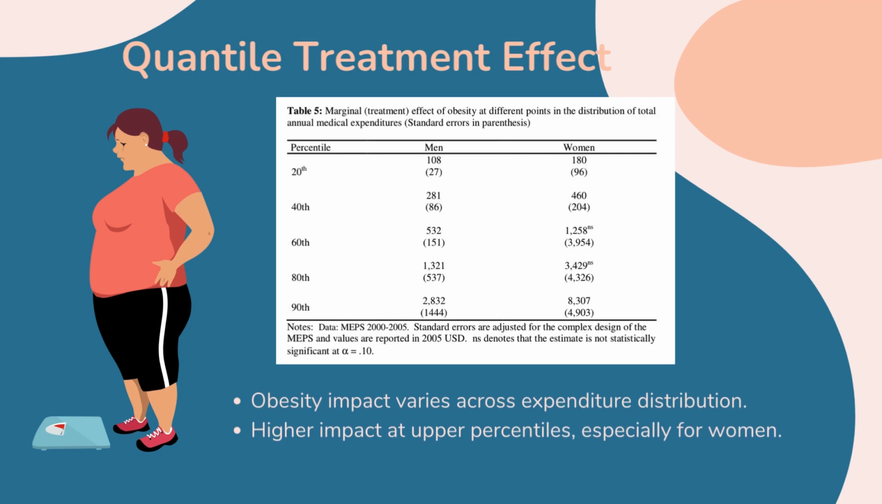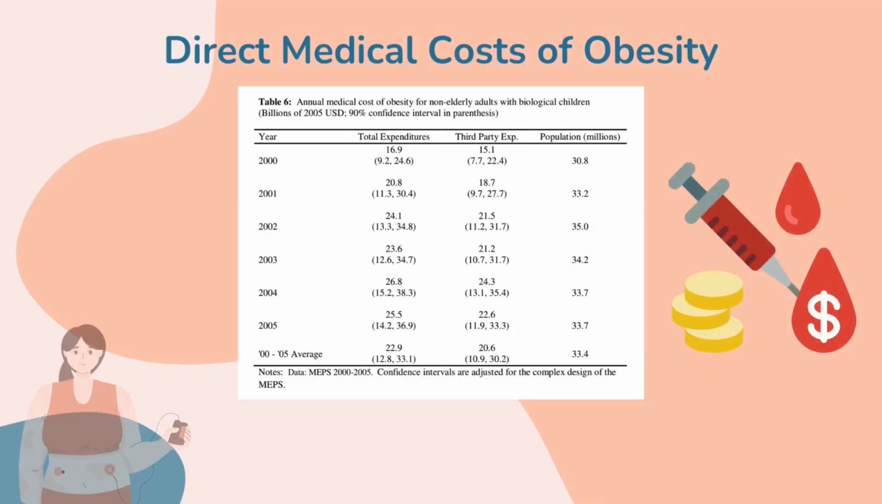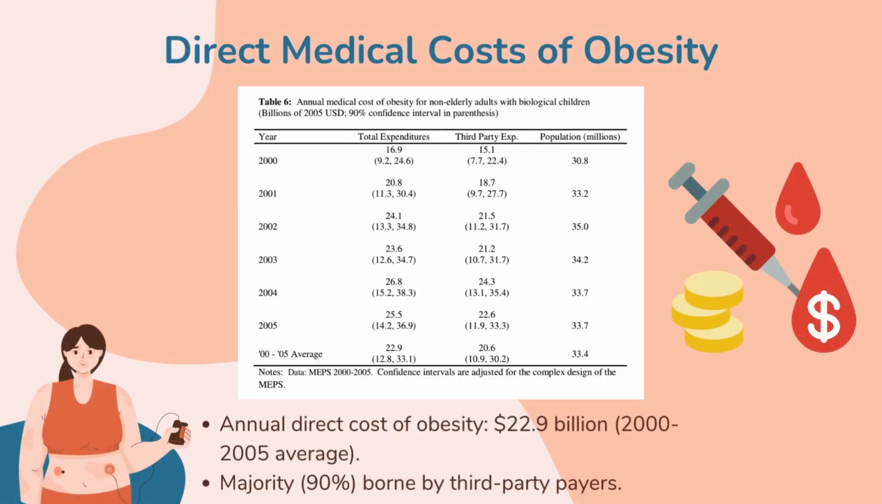Now for the quantile treatment effect. Obesity impact varies across the expenditure distribution. There is a higher impact at upper percentiles, especially for women. Next is the topic of the direct medical cost of obesity. The annual direct cost of obesity is $22.9 billion, and the majority, or 90%, is borne by third-party payers.